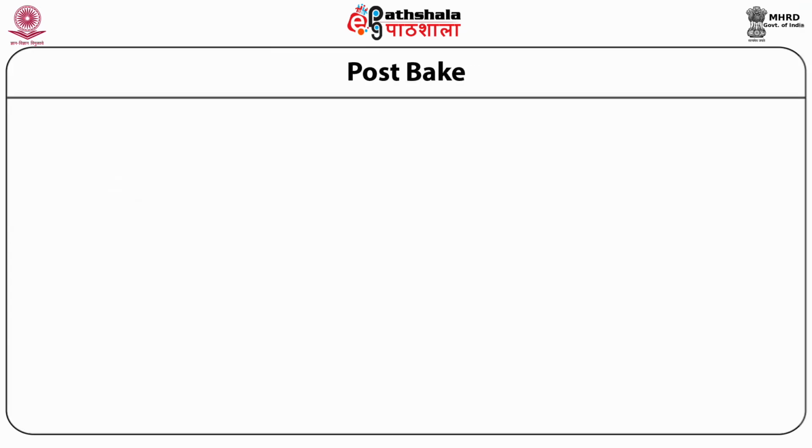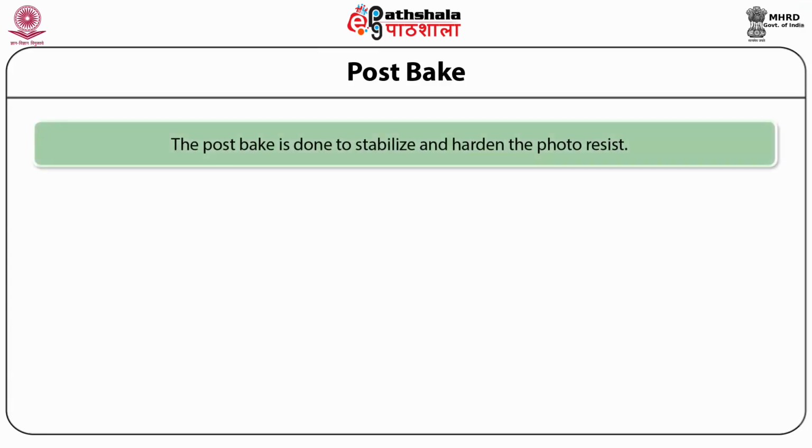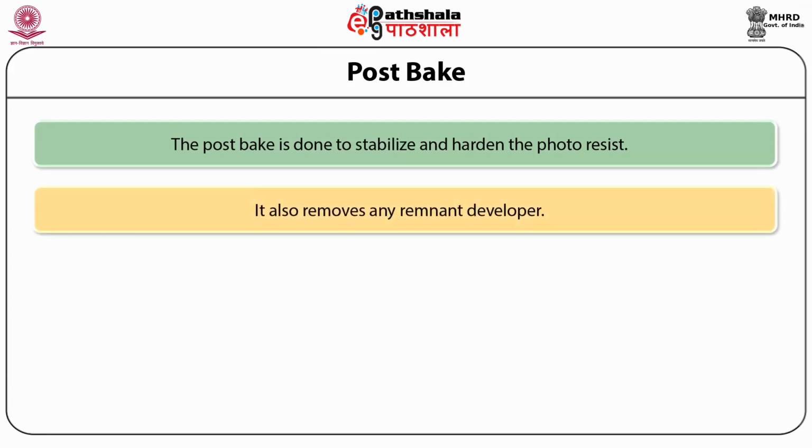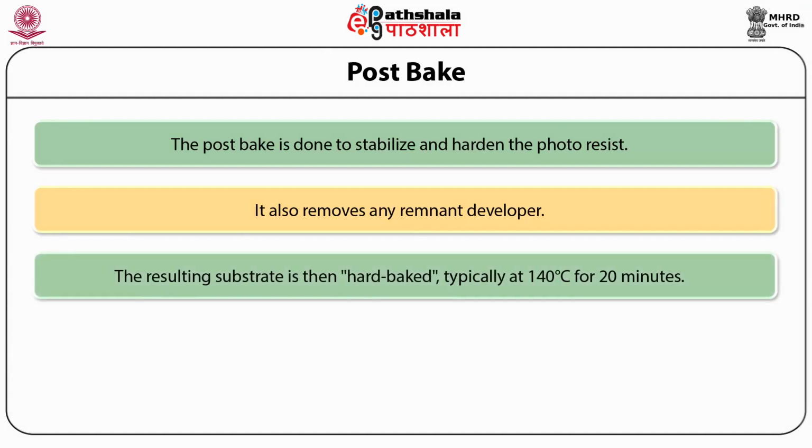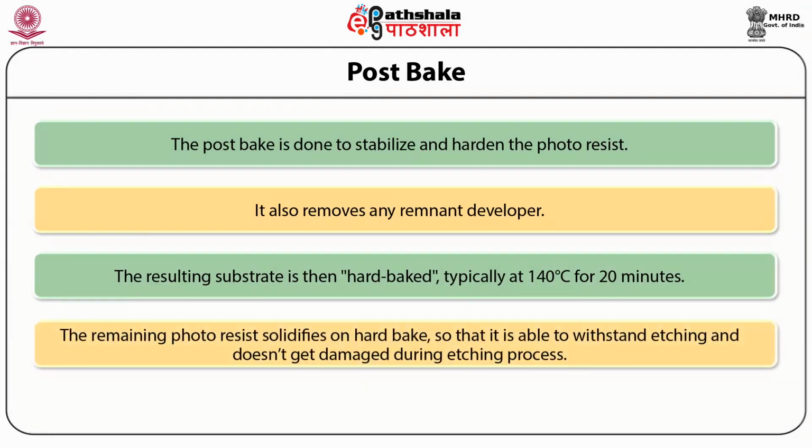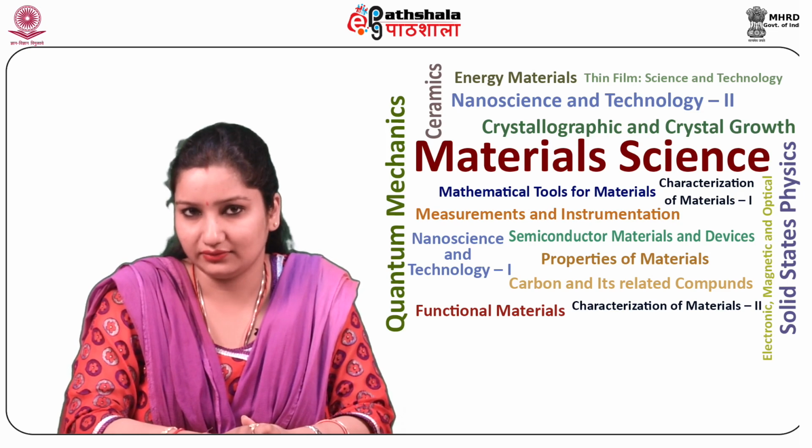The next step, which is the sixth step, is post-bake. The post-bake is done to stabilize and harden the photoresist. It also removes any remnant developer. The resulting substrate is then hard baked, typically at 140 degrees Celsius for 20 minutes. The remaining photoresist solidifies on hard bake so that it is able to withstand etching and does not get damaged during the etching process. Next step is etching.